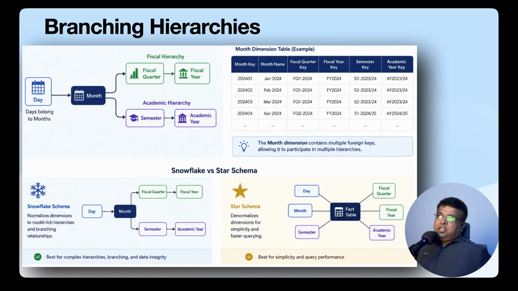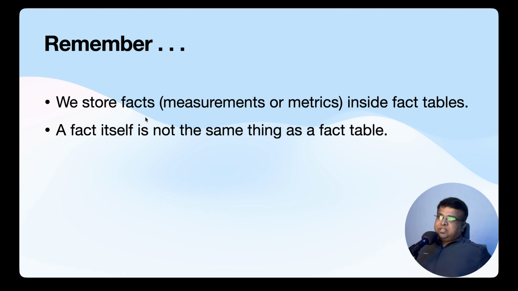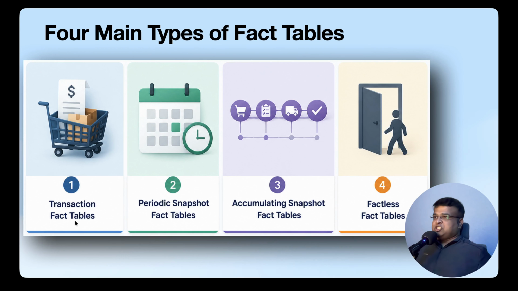So as I mentioned earlier, in data warehousing we have different types of fact tables that serve different purposes. Now let us quickly do an overview of each one first. But before that, two more basics here. We store the facts, meaning measurements or metrics, inside the fact table, but a fact itself is not the same thing as the fact table, and this distinction is very important as we move forward. So the four main types of fact tables are the transaction fact tables, periodic snapshot fact tables, accumulating snapshot fact tables, and factless fact tables.